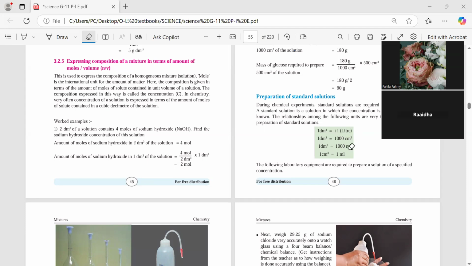1,000 cubic centimeters is actually 1,000 milliliters, right? So that means when we say 1 cubic centimeter, it's actually just 1 milliliter we are referring to, right? Okay.